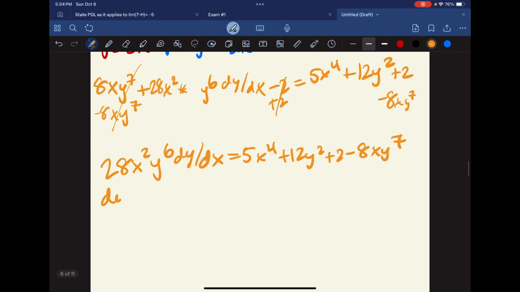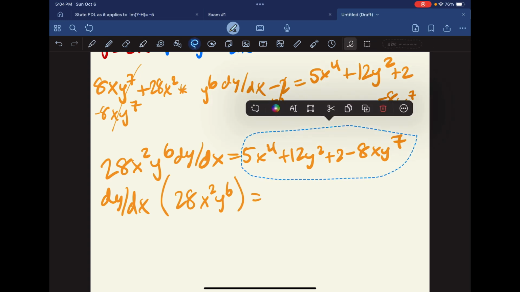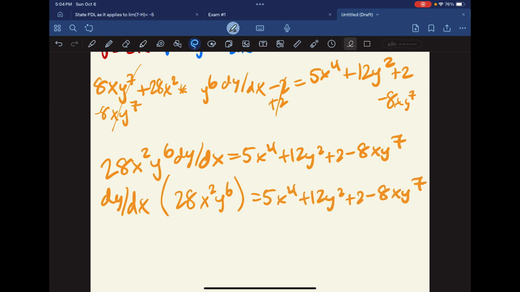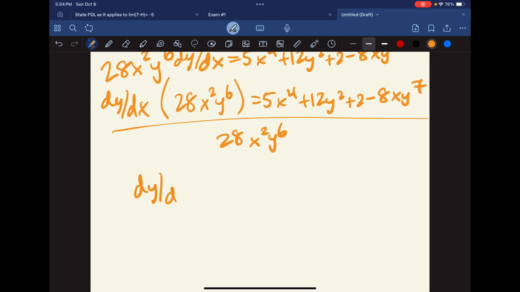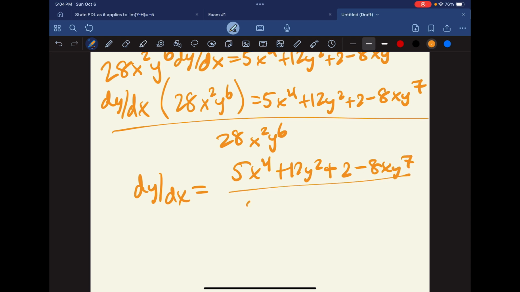And then we would factor out a dy dx from this side. We get 28x squared y to the 6th. And then this would equal, right, just this same thing, because we haven't done anything to this side yet. But then we would divide both sides by 28x squared y to the 6th, and we would be left with our final answer, which is dy dx equals this whole thing divided by 28x squared y to the 6th. This would be our final answer.